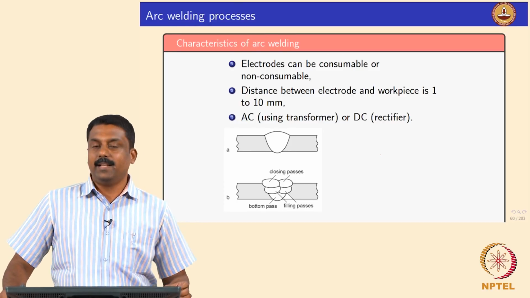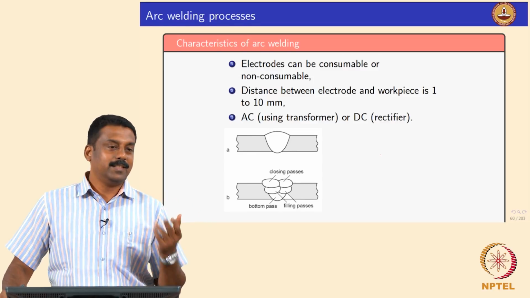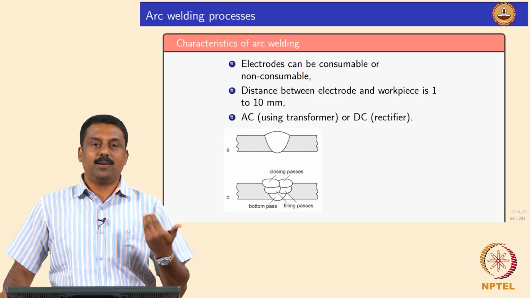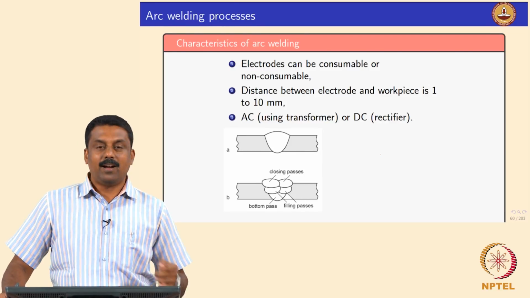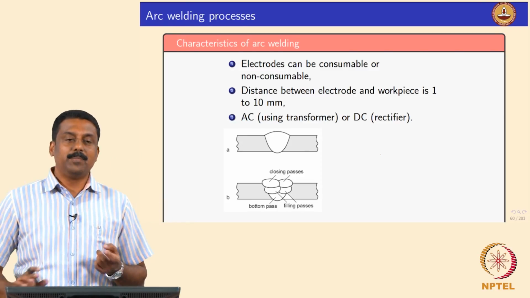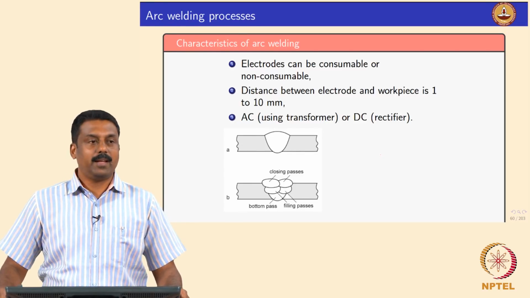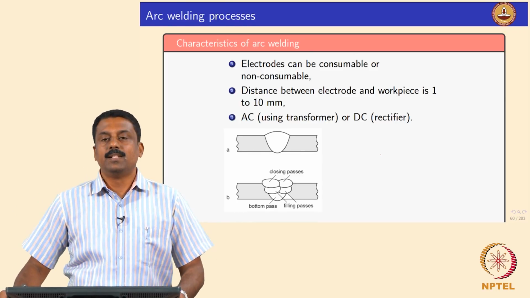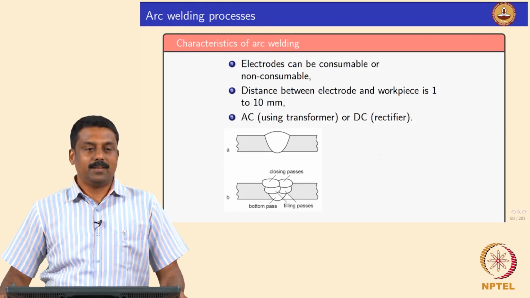The first process, in a typical arc welding, you can either make the electrode consumable or non-consumable. Generally the distance between the tip of the electrode and the workpiece is not more than 10 mm, otherwise your arc stability decreases significantly, because then the conduction, convection, radiation become extremely unpredictable, because the current density is distributed over larger distances. So, it is not more than 10 mm when you want to strike an arc.